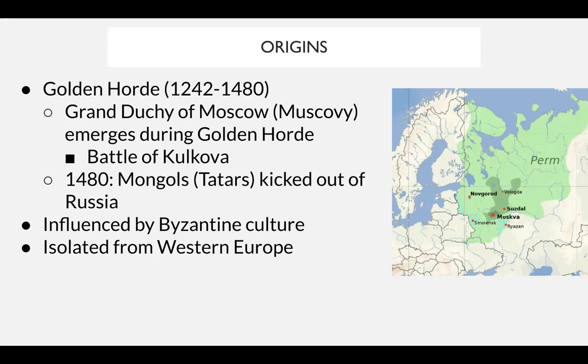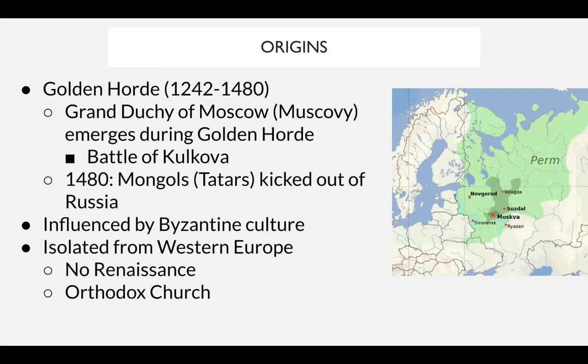But from Western Russia, or from Western Europe, I should say, there's a lot of political and cultural isolation. And that's due to a variety of factors. For one thing, Russia, kind of under the Mongol yoke, as the Russians called it, is not going to experience the Renaissance, that celebration of humanism and secularism, until later in its existence. We'll talk about that in just a second.